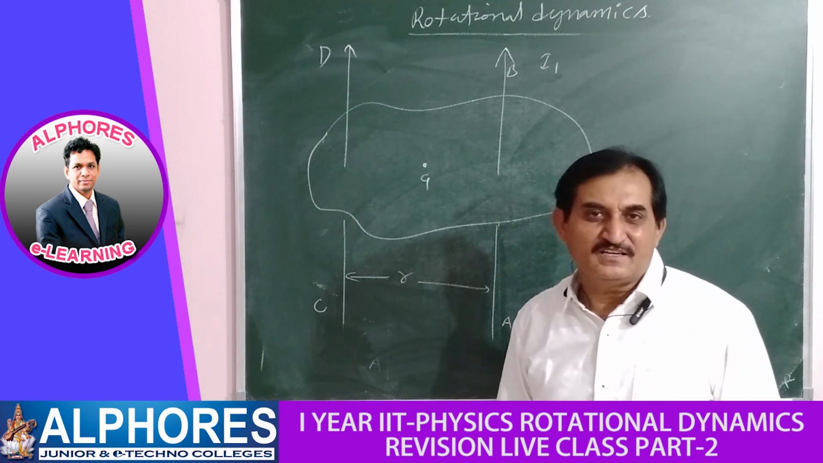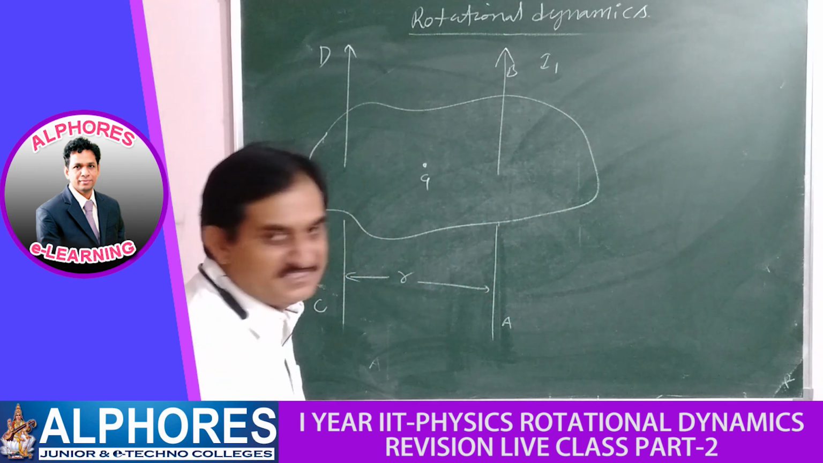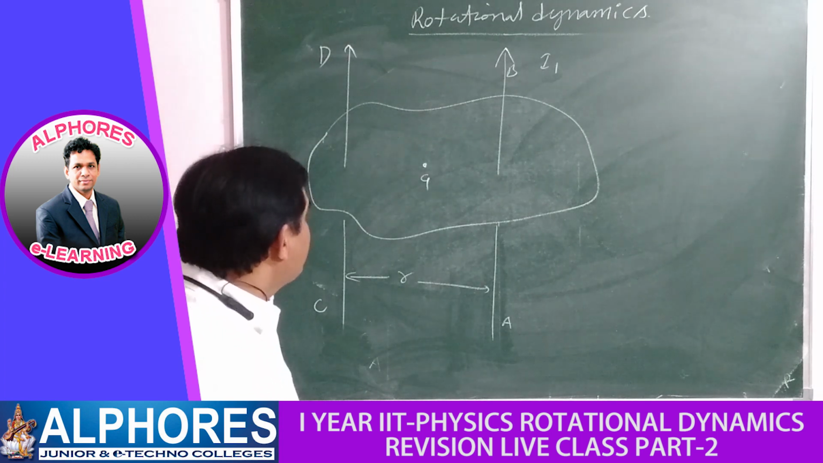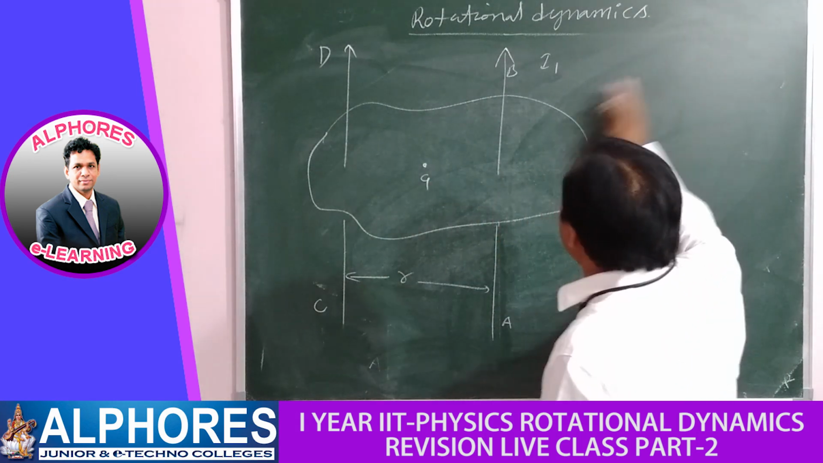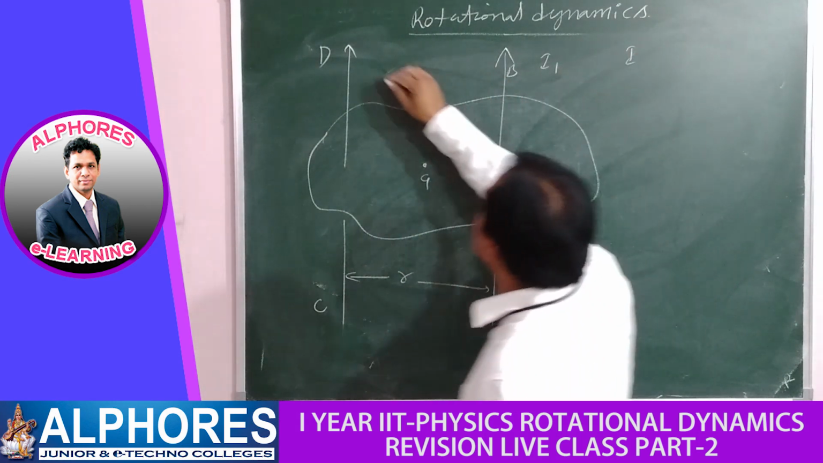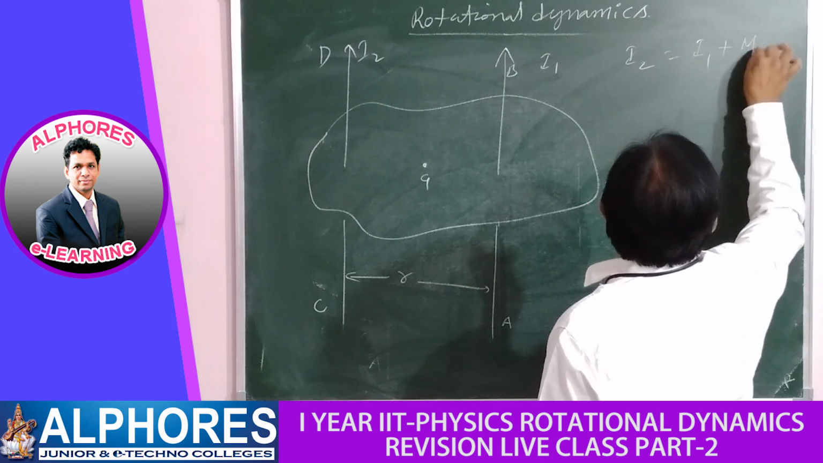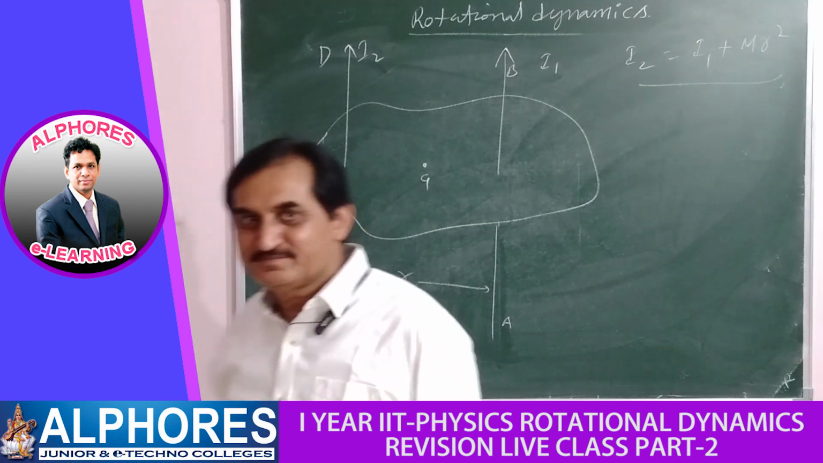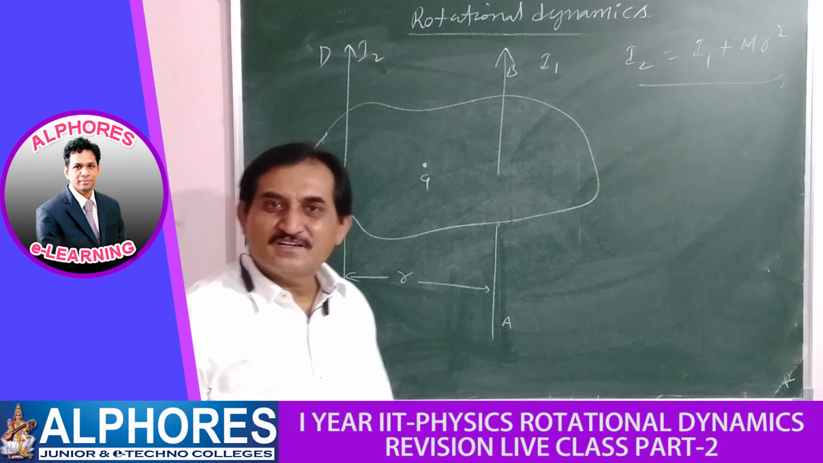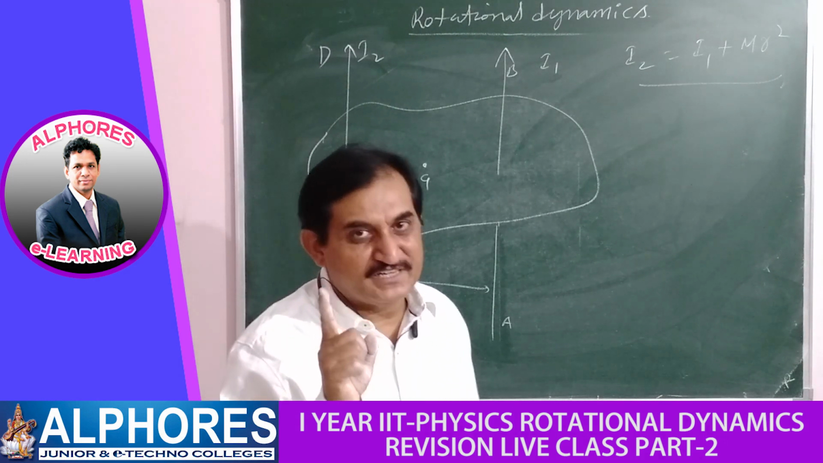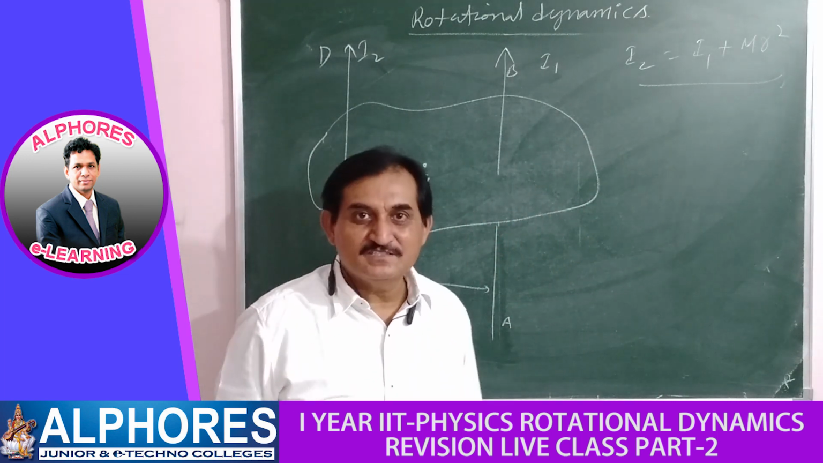Generally, students immediately apply the parallel axis theorem for these two axes which are parallel to each other, forgetting the condition. So the student will make a wrong answer: I2 is equal to I1 plus mr square. This is the answer. No, it is not correct. Out of these two parallel axes, the condition is that one axis must pass through the center of gravity. Then only we can use the parallel axis theorem. Otherwise, it is not correct.